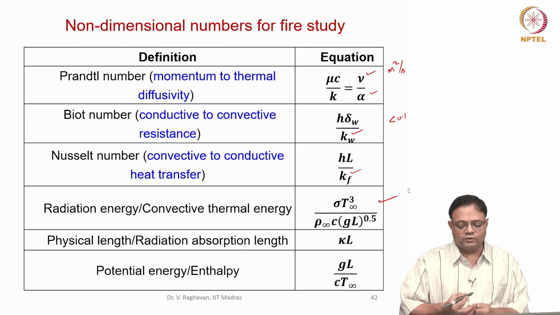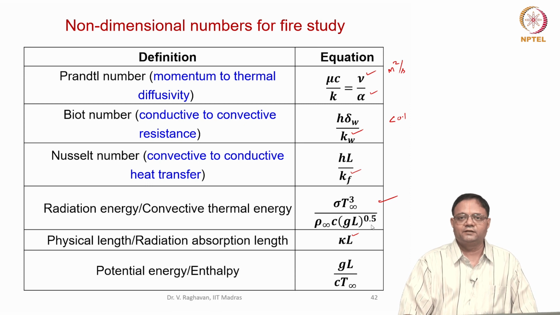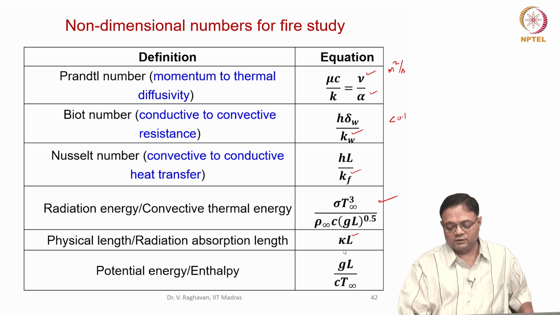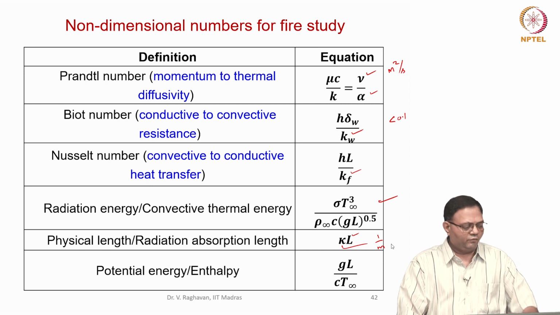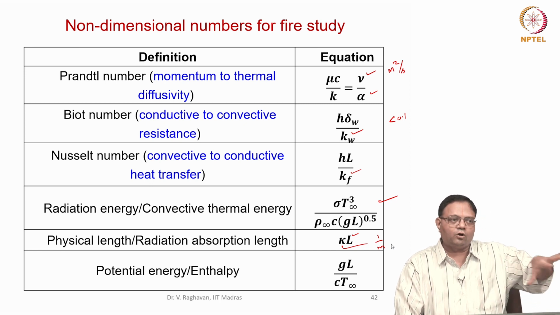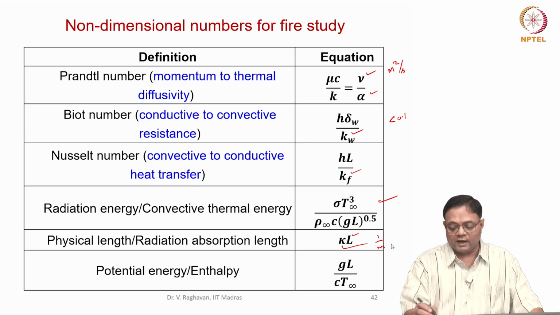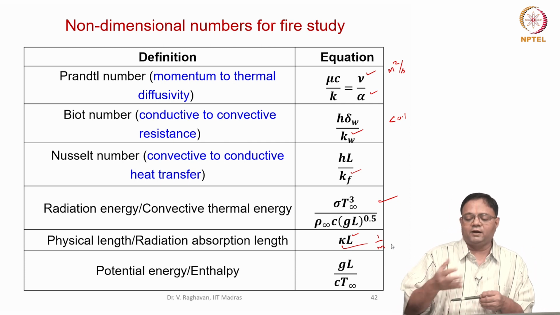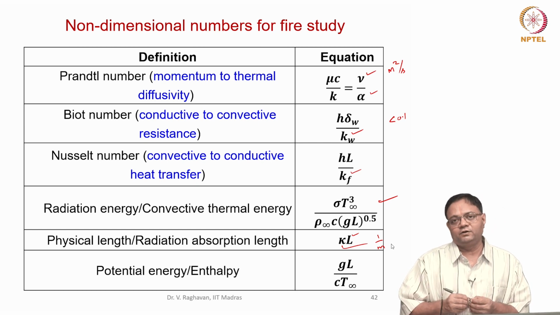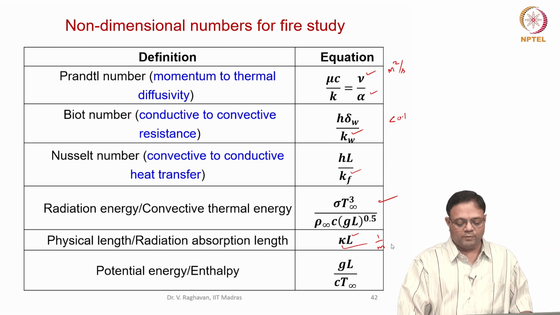Okay, now physical length to the radiation absorption length. Physical length is the characteristic length L. What is radiation absorption length? Radiation absorption length kappa has a unit of 1 by meter. That is, for a given distance, what is the amount of radiation it can absorb? It is actually again a function of temperature, etc. Okay, so that is very important. Absorption coefficient or absorption length. So basically, this will help us to characterize whether the radiation is optically thin or optically thick. So this is also another radiative parameter.